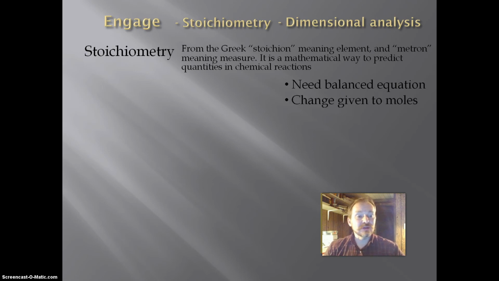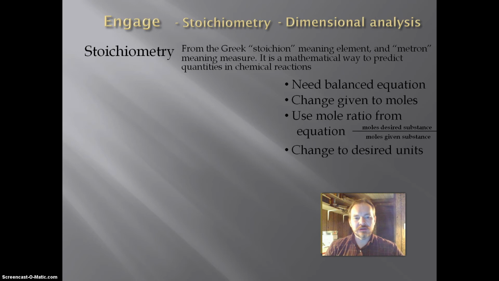First, you need to change your given to moles. Second, you need a mole-to-mole ratio from the balanced equation. Third, you need to change to your desired units. So let's start with a sample problem. In our problem, we're going to change 5 grams of propane in a combustion reaction, and we want to know how much carbon dioxide is produced.